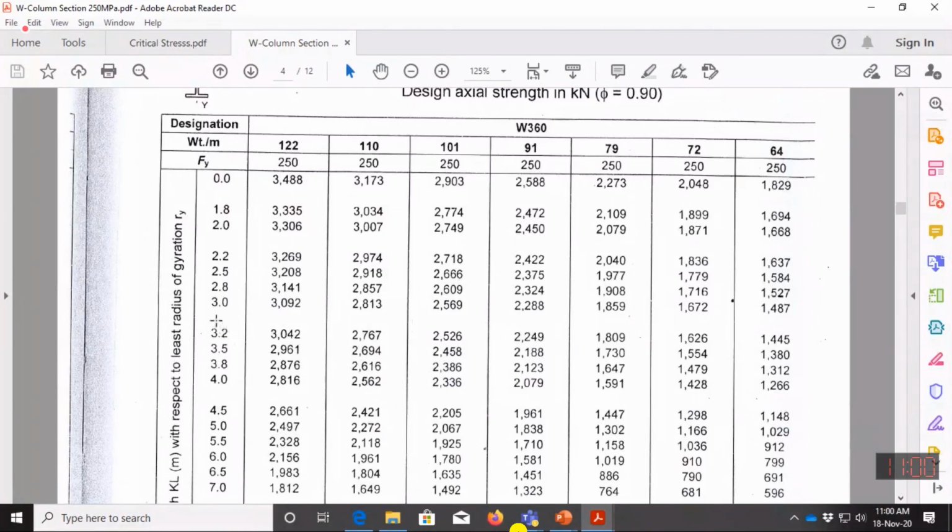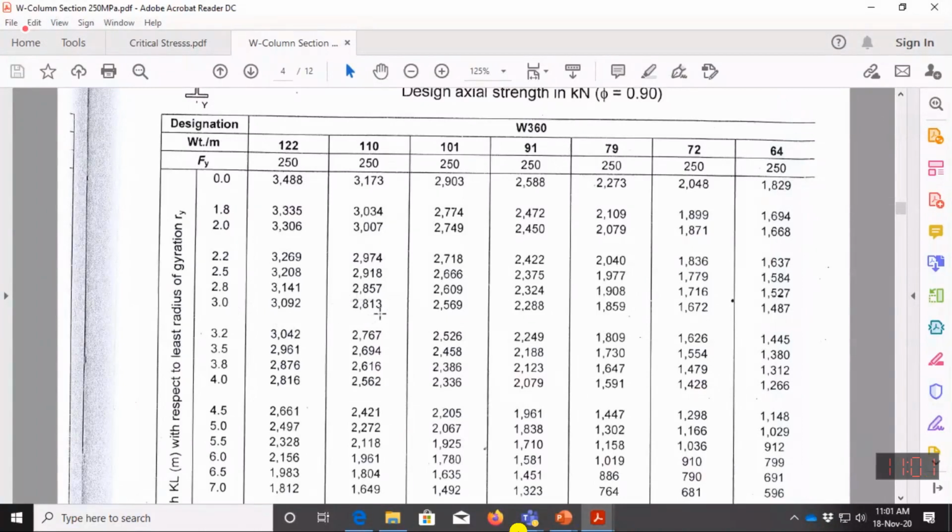Because the length of our column is 3 meters, we will start moving from the back side, corresponding to length 3 meters, and look for the section whose capacity is more than 2700. This section has a capacity of 2569, so this is not desirable. But this section has a capacity more than 2700 corresponding to effective length 3. So this will be my desired section.